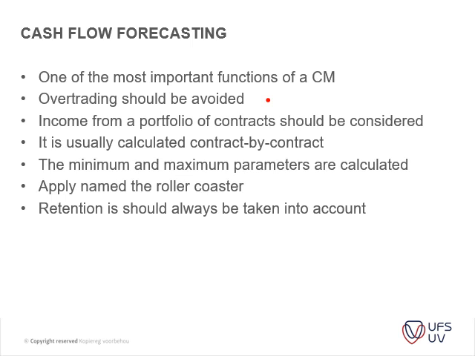Income from the portfolio of contracts should be considered. It is usually calculated contract by contract. That's important to note. It's not something that you can calculate for a portfolio, but it's usually done from contract to contract. The minimum and maximum parameters are calculated, and then you have to apply them. Think about this as a roller coaster ride. You will see, as you saw previously, the graphs that I showed. It is an up and down roller coaster.